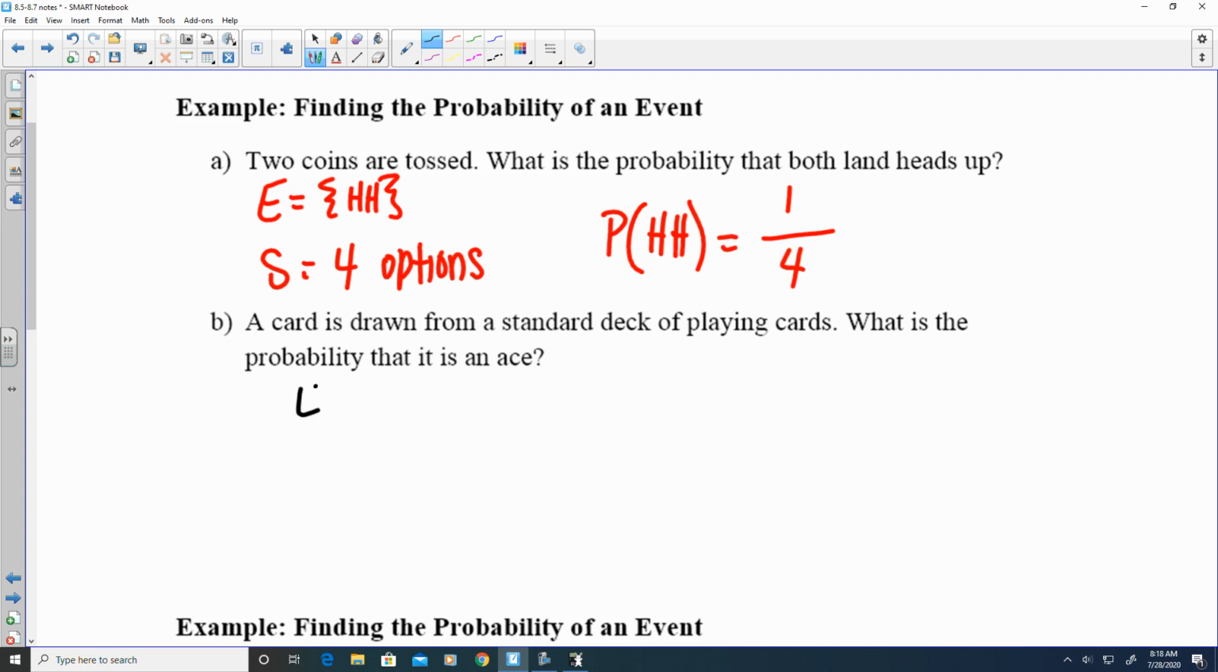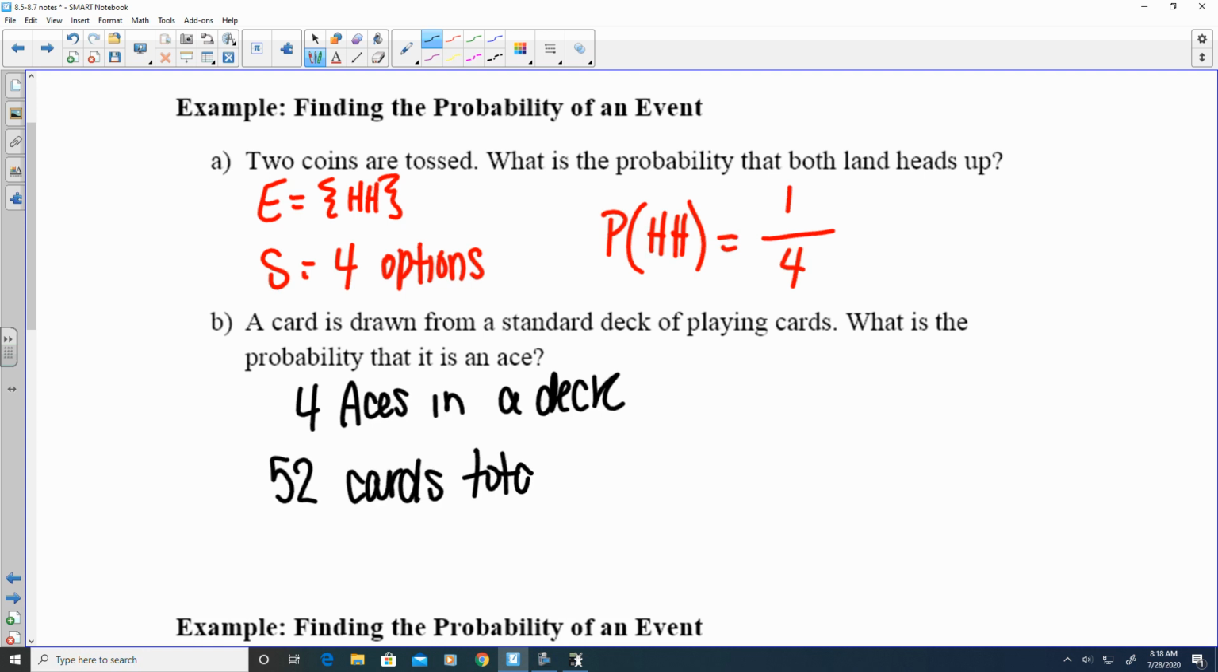So there are 4 aces in a deck and 52 cards total. The 52 cards total, that's our sample space. And then the 4 aces, that would be our event, that there's 4 ways for our event to happen. So the probability of an ace is 4 over 52. And again, if you're going to leave your answer as a fraction, I would prefer you simplify it. This simplifies to 1/13.